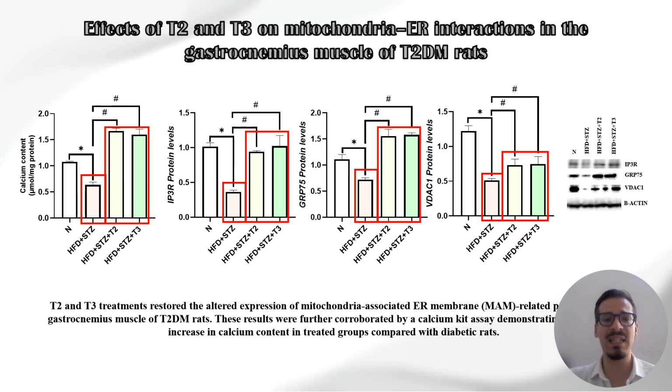Treatment with both T2 and T3 significantly restored the protein levels of IP3R, GRP75, and VDAC1. In parallel, calcium content was markedly increased in both T2 and T3 treated groups compared with diabetic rats, indicating a possible recovery of calcium transport between the endoplasmic reticulum and mitochondria. Overall, these findings suggest that T2 and T3 preserve the integrity of mitochondrial contact sites. Since mitochondria-associated membranes play a central role in mitochondrial bioenergetics, calcium signaling, and cellular homeostasis, their restoration may represent an additional mechanism through which iodothyronines improve mitochondrial function in diabetic skeletal muscle.